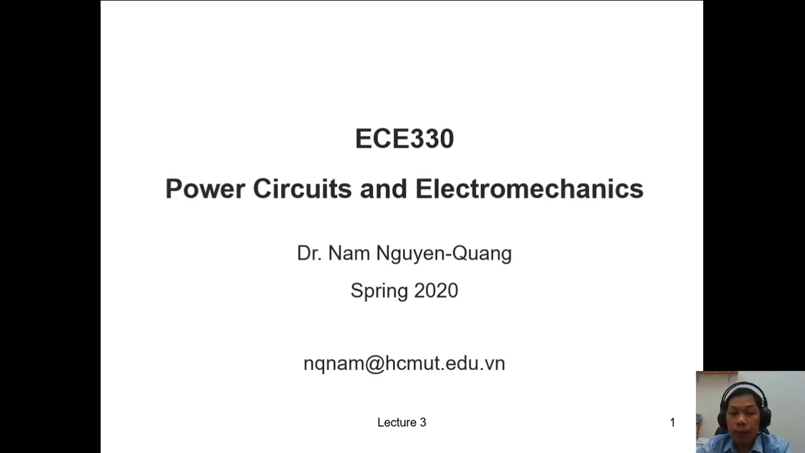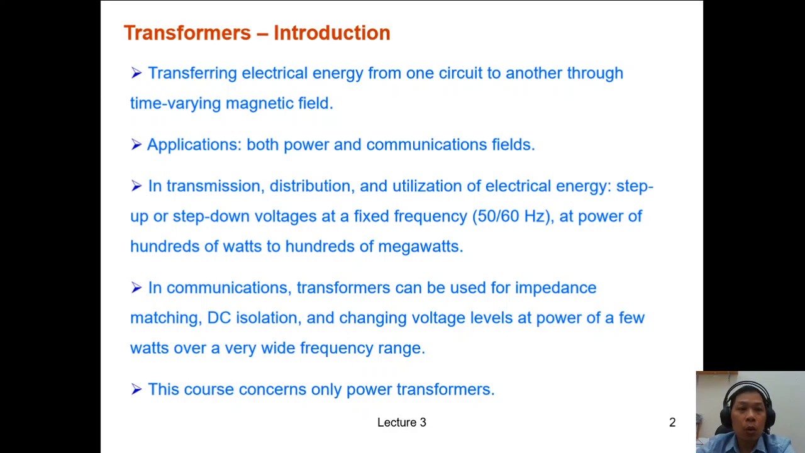In this lecture we will study the transformer. First, introduction. The transformer is the equipment we use to transfer electrical energy from one circuit to another circuit through a time varying magnetic field. We can apply them in both power and communications.